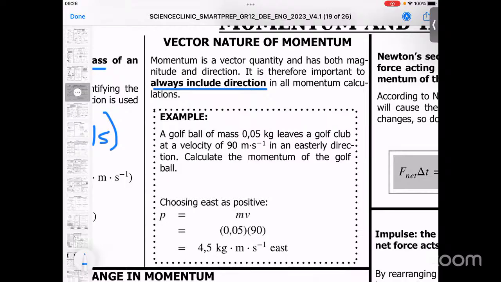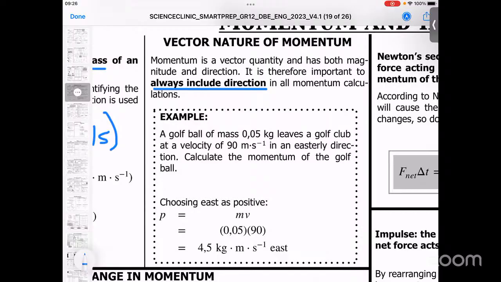So you can't just say it is 40 kilograms meters per second and leave it there. Especially since in the statement they might mention a direction, up or down, left or right. So you should maintain that direction.